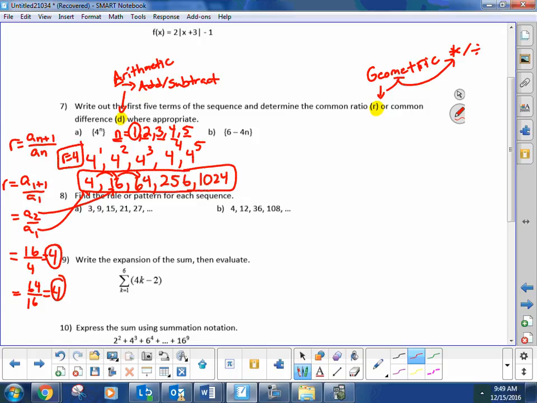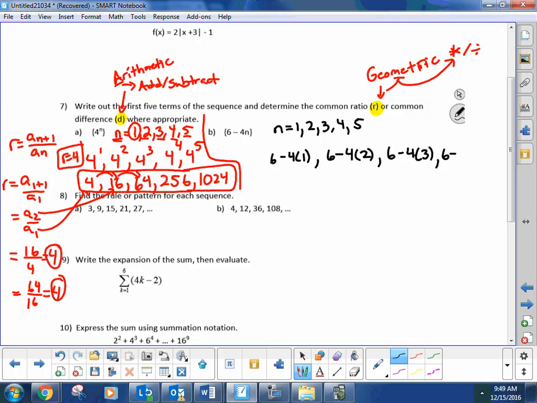Okay, now let's do the same thing on this side over here. So let me do a few things so we can tell the difference there. I'm also going to switch colors. And we're going to find the first 5 terms: 1, 2, 3, 4, and 5. Which means we're going to do 6 minus 4 times 1, 6 minus 4 times 2, 6 minus 4 times 3, 6 minus 4 times 4, 6 minus 4 times 5.